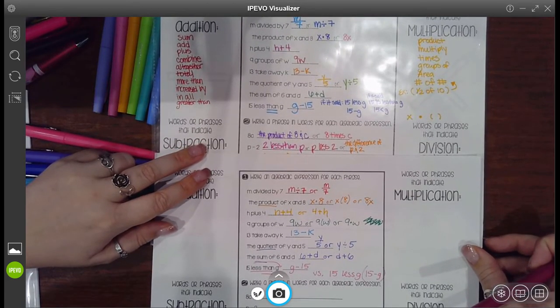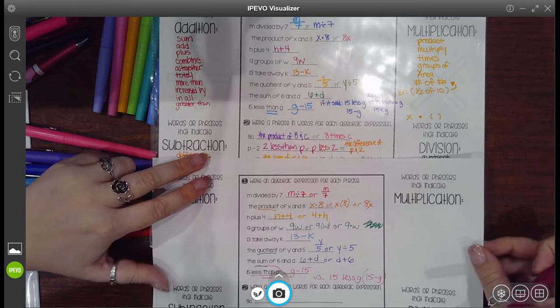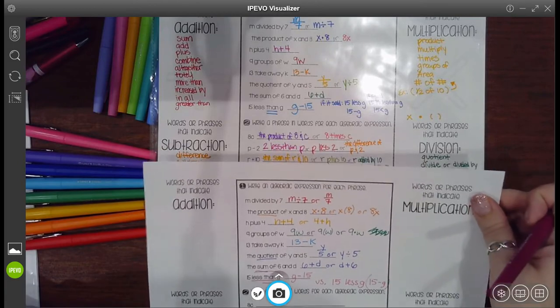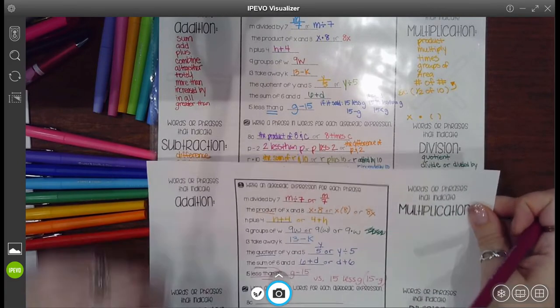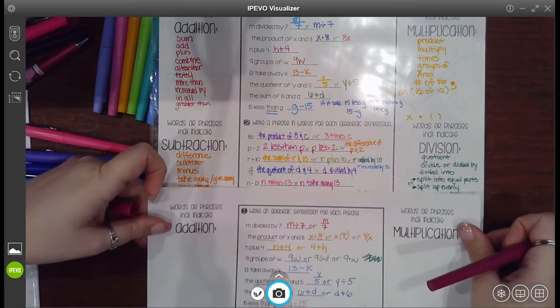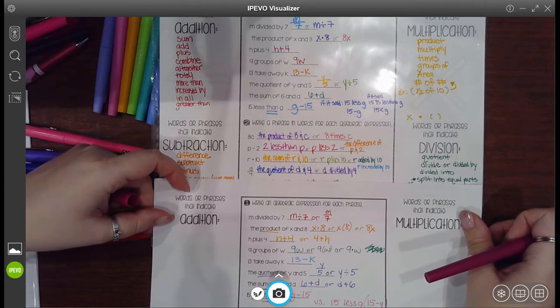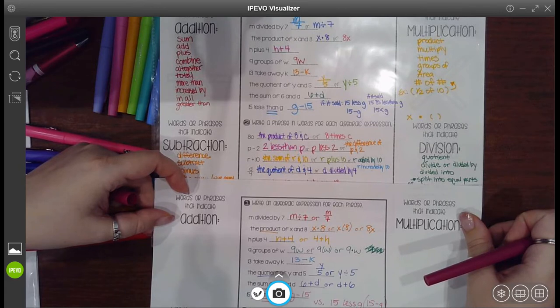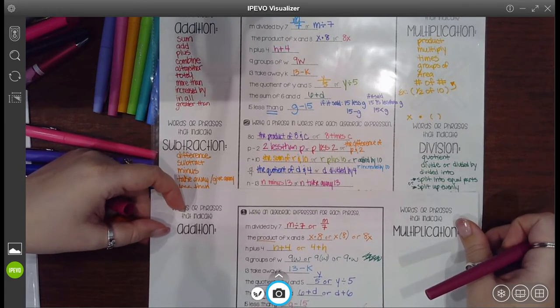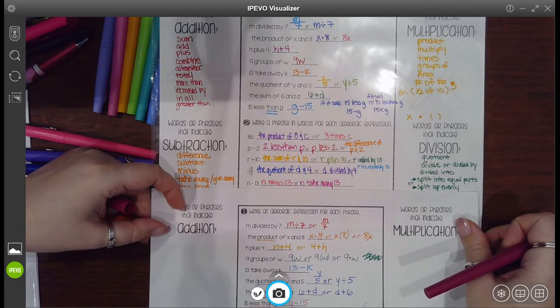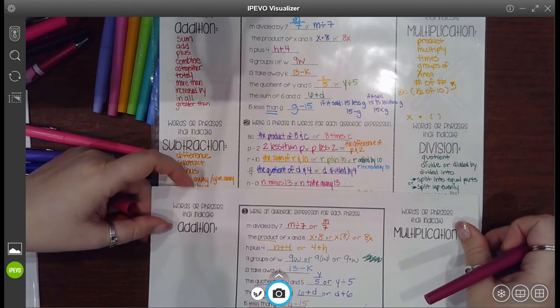R plus 10, the sum of R and 10, 10 more than R. Okay, all those would work. The next one, you're dividing. So you could say D divided by 4, or the quotient of D and 4. All of those would work. N minus 13 is a simple one. N take away 13, the difference of a number and 13. Okay.